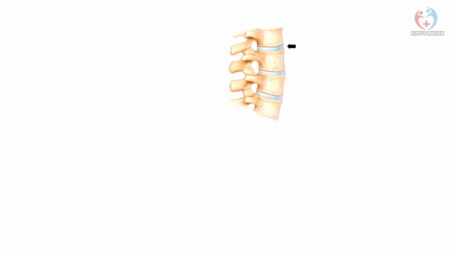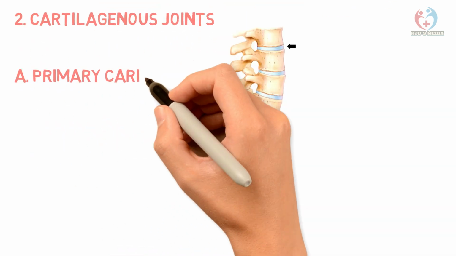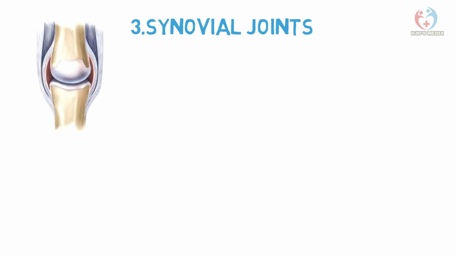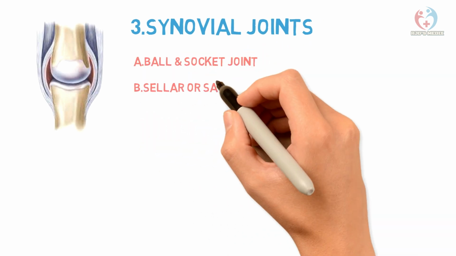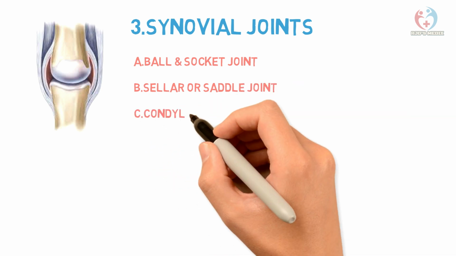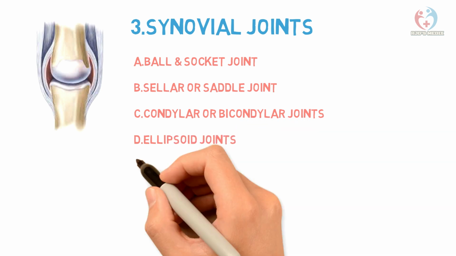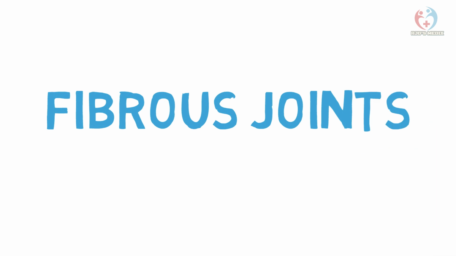Cartilaginous joints are subdivided into primary cartilaginous joint and secondary cartilaginous joints. Synovial joints are classified into ball and socket variety of synovial joint, saddle type of synovial joint, condylar variety of synovial joint, ellipsoid variety of synovial joint, hinge joint, pivot joint, and plane joint. So let's begin with the fibrous joints.